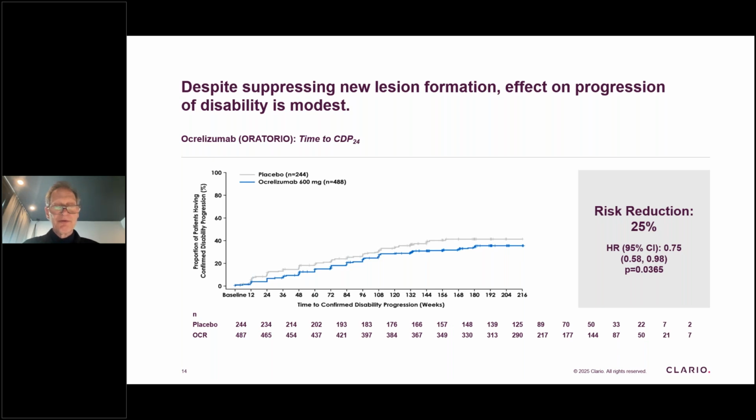The problem that remains unsolved is shown in this slide, which is a Kaplan-Meier curve that shows the progression of disability, the increase of disability in patients on placebo in gray and on the same therapy I just showed you in blue. And despite the almost complete suppression of new lesion formation, these patients continue to develop clinical disability.